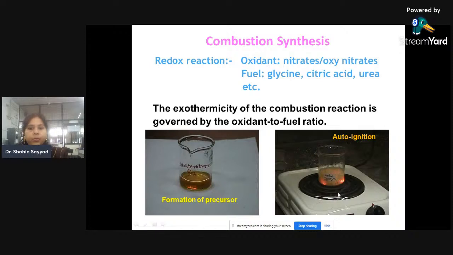It means that the product which was to form at a higher temperature can be formed at a lower temperature because of the auto ignition, or the redox reaction between the oxidant and fuel. Combustion means there is an auto ignition, meaning burning of components. Earlier you get the black product, and then on further heating to higher temperature, it is converted into the desired color.